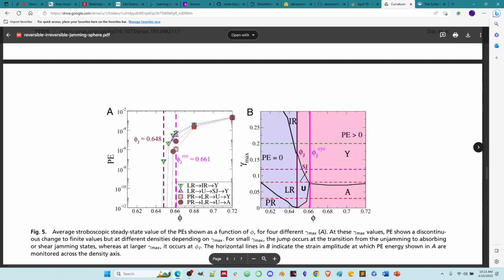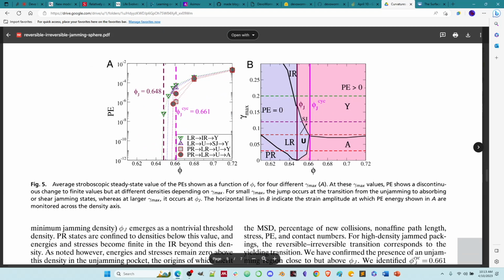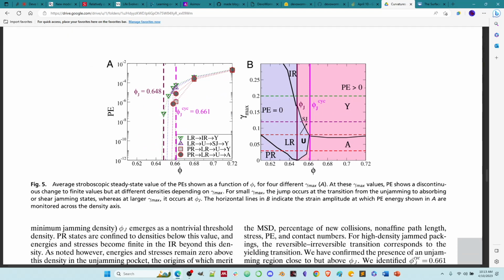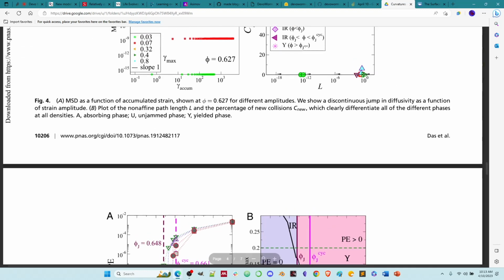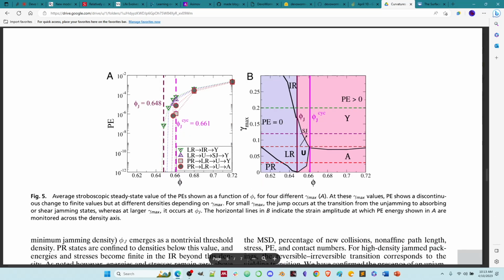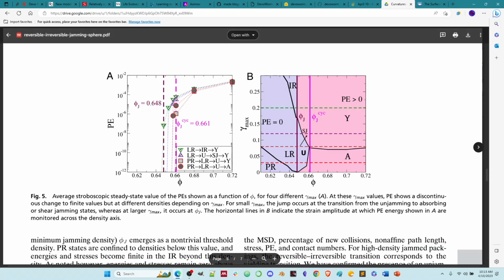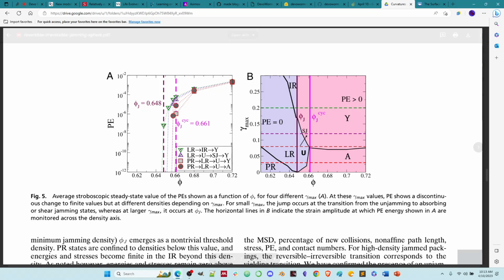It gives you a sense of where it is in that phase diagram. Then this is another one where you see regions in the phase diagram. So this is where you have yielded. I don't really label them here, but you can see that there are these different phases along in this phase diagram. So these different regions represent different states of the system.